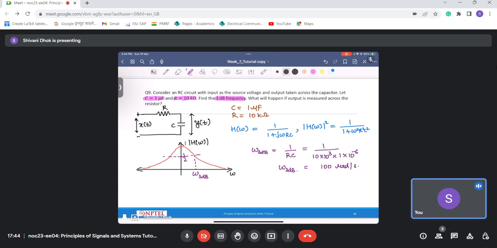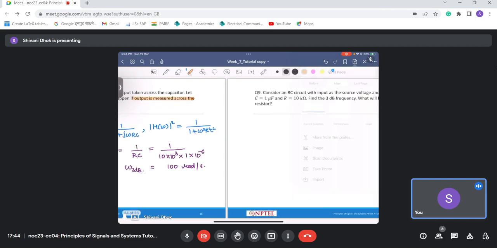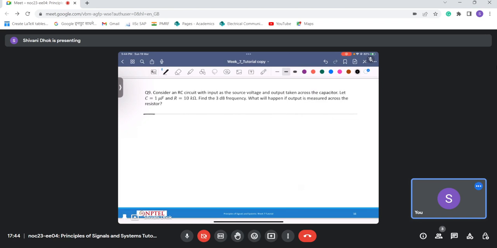But now the next part is, what will happen if this output is measured across the resistor? Now, how does this circuit change? So we have, let's say, a capacitor here and a resistor here, and now this was my x(t), input is same, and now my output is taken across this resistor, which is the resistor voltage. Let's say this is R and this is C. What will happen to the output, or to basically the system response, if I measure the output across this resistor?